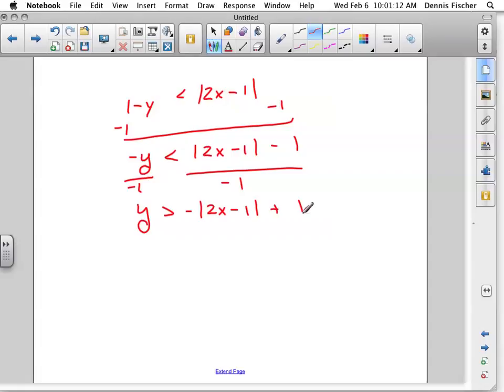And what happens a lot of times when students do this is they forget to flip the sign. So I always tell them, don't even worry about that. What I tell them is this: just treat this as an equal sign. We'll come back to it. If this was an equal sign, what do we know?